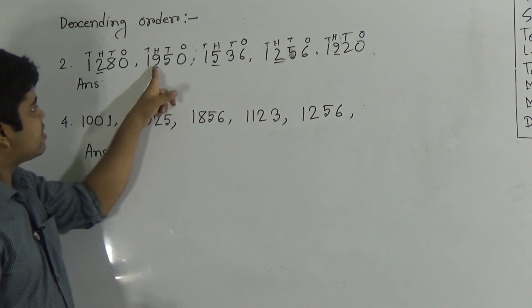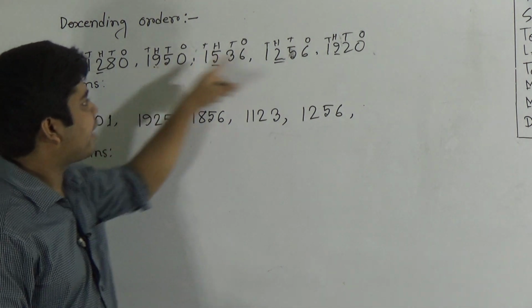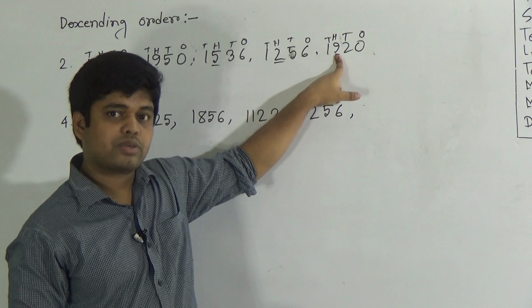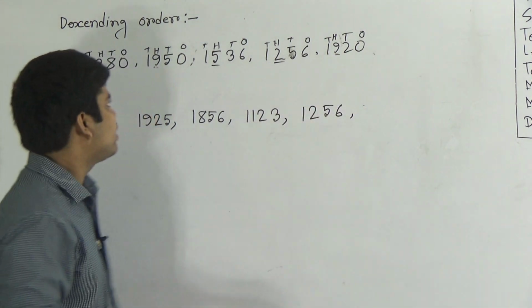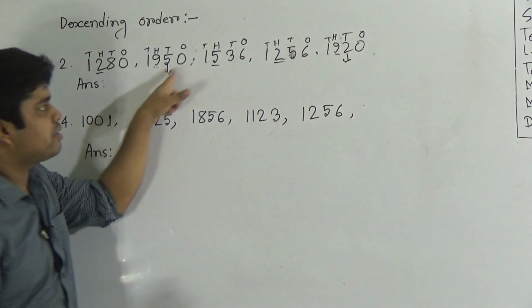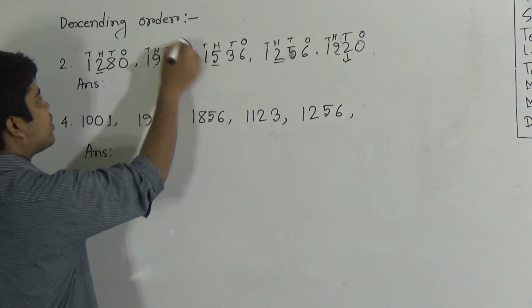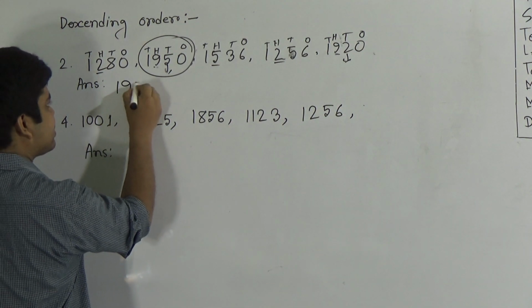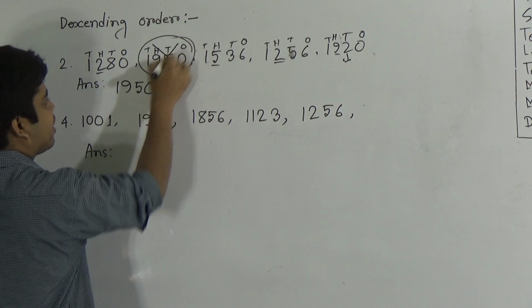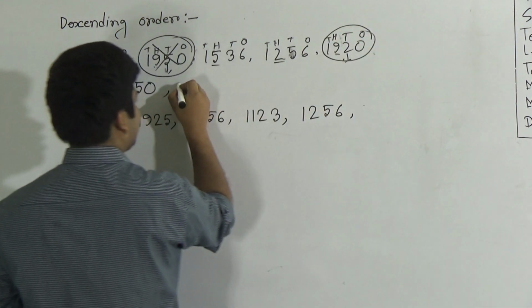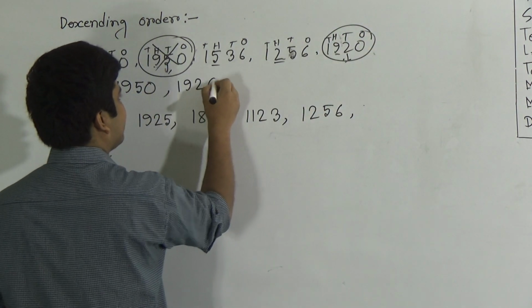But here notice both start from 9. So we shall go to the next digit to decide which one is the largest number. Here 5 and here 2. 5 is greater than 2, so we can say this one is the largest number. So now we write this one, 1950. Next, this one is the second largest number, so we write here 1920.